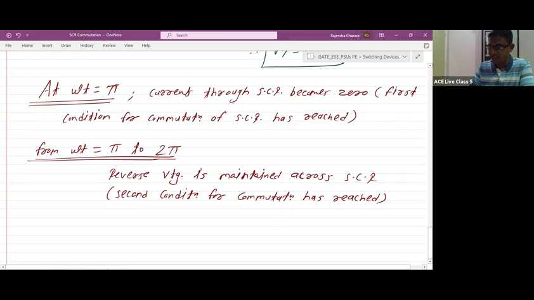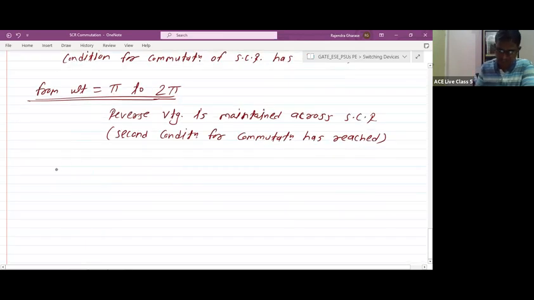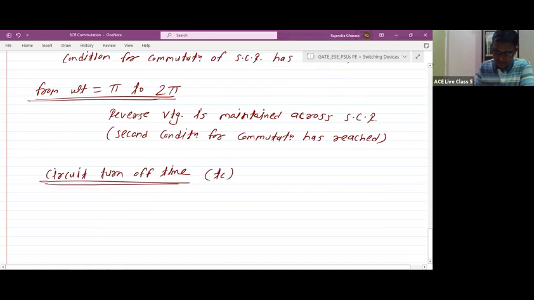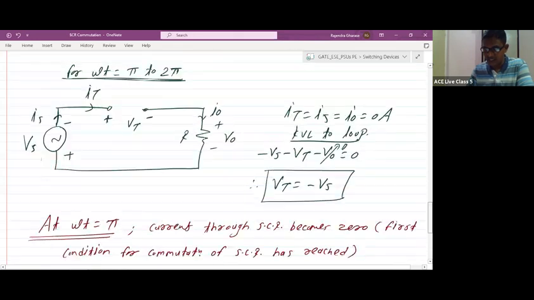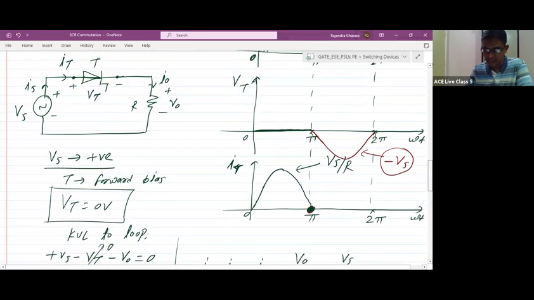Now, can we find the circuit turn off time in this case? Circuit turn off time, TC. So, how to find the circuit turn off time? Yes, just now we discussed the.